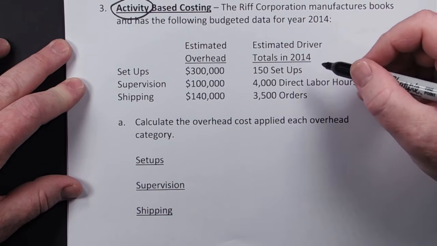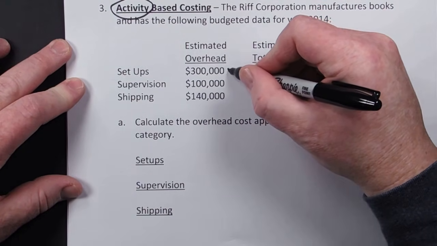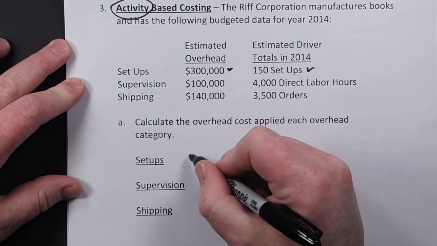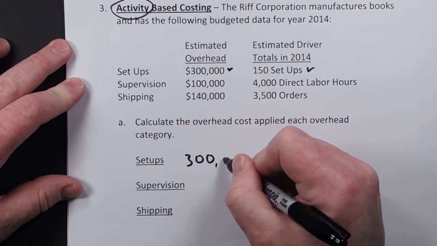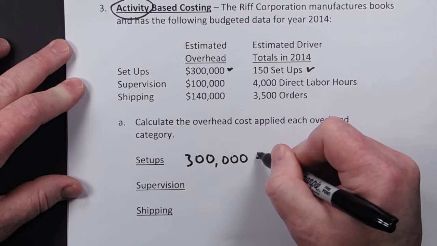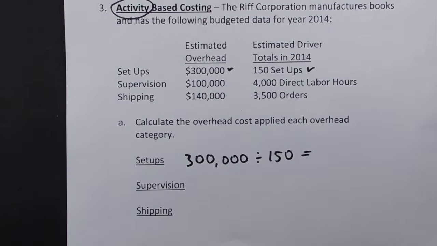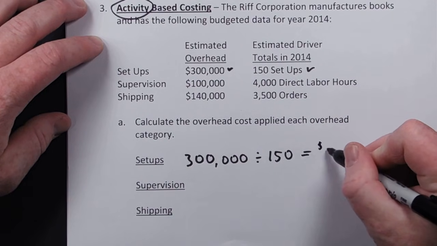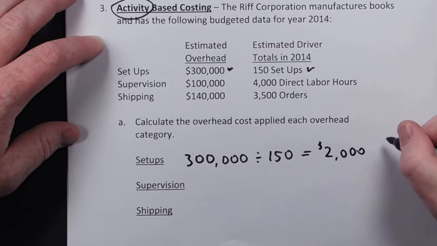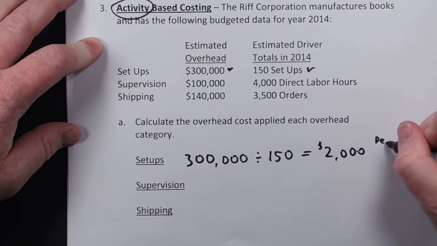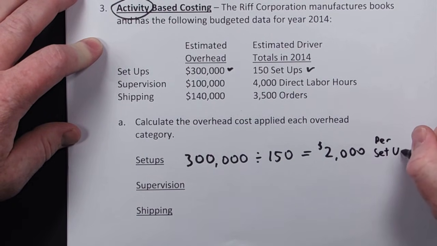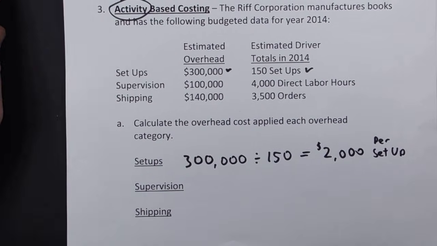What we're going to do is take that 300,000 and divide it by the number of setups. In other words, direct labor hours aren't really driving the cost of the setups. The setups are. So we're going to divide it by the number of setups we have, and hopefully that'll give us a more accurate picture of what's actually happening in our production, that the setups are actually driving the cost. So we're going to get a total of $2,000 per setup. So each setup costs us $2,000.